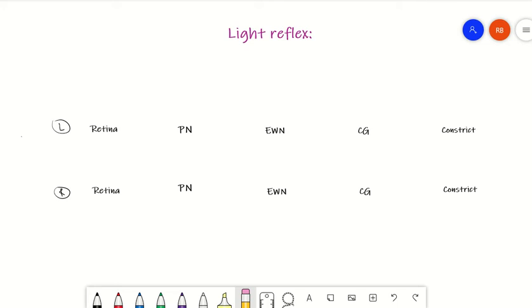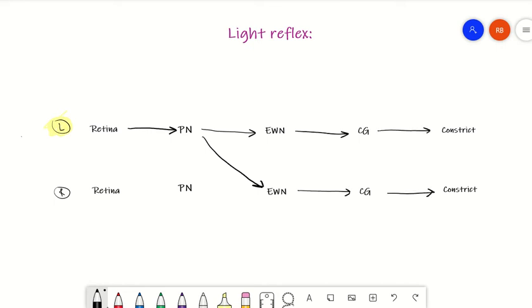So in the last video, we looked at the normal light reflex pathway, and we can recap that now. Say if we were to shine a light in the left eye here, the retina would send fibers to the pretectal nucleus, and that would stimulate both the ipsilateral and contralateral Edinger-Westphal nuclei, thereby stimulating the efferent pathway, a parasympathetic response to cause constriction of both eyes, the consensual reflex. So that's a positive direct and consensual pupillary reflex.